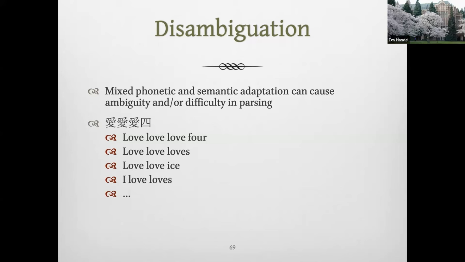Is this love, love, love for? No, that makes no sense. Love, love, loves? No. Is it love, love, ice? No. Is it I love, loves? No. Is it I love ice? Yes, that must be it.